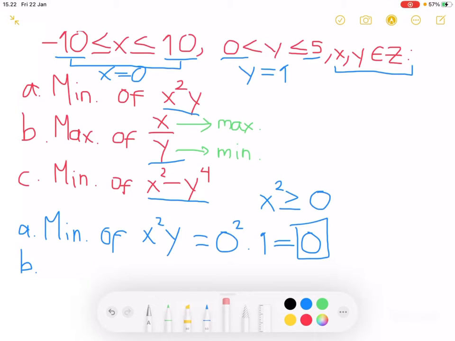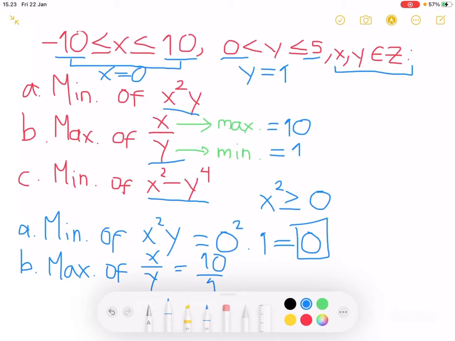So we're going to pick the maximum value of x possible in here. I'll just rewrite the question real quick. Maximum of x over y. So we're going to pick x is equal to positive 10, and y is as small as possible. However, we cannot choose 0 because it is a strict inequality. We can just choose 1 instead. So we're left with 10 over 1, which is equal to 10.